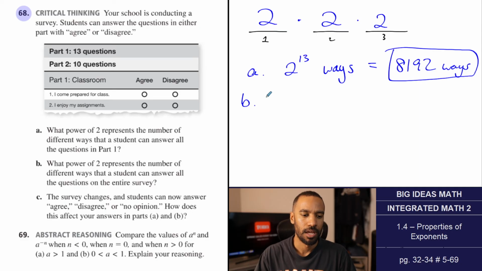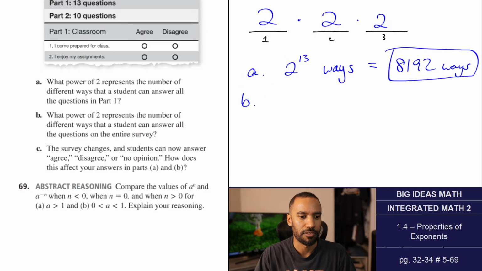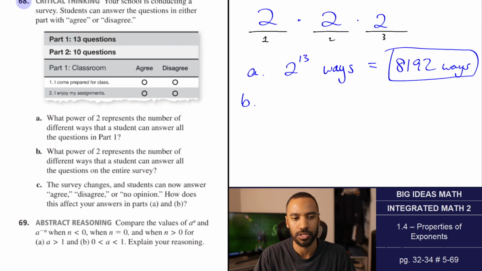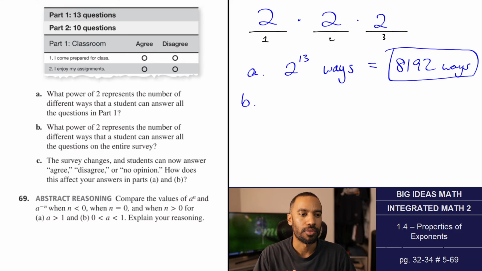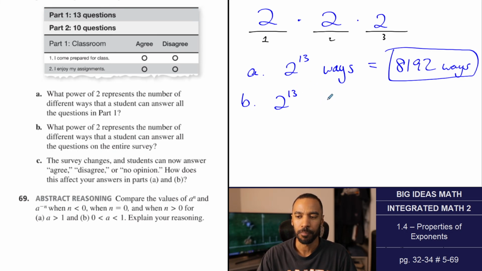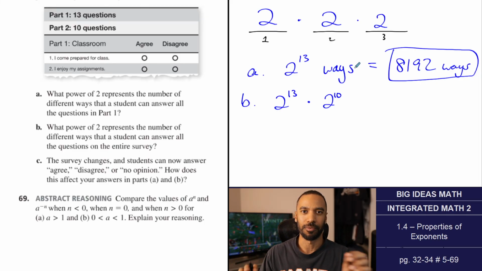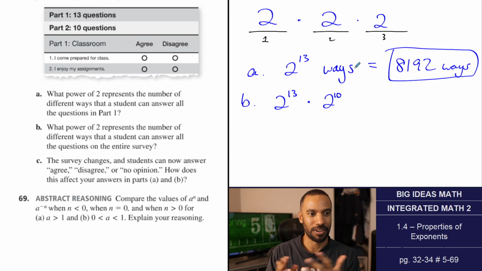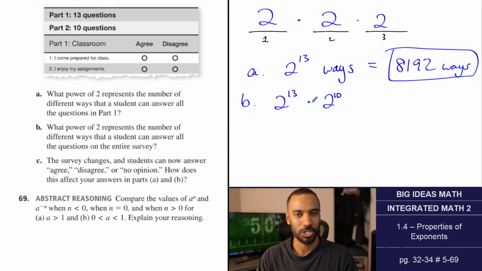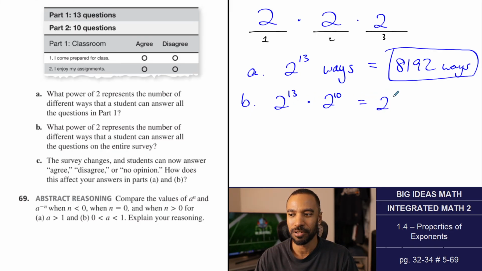All right, part B. What power of 2 represents the number of different ways a student can answer all questions on the entire survey? So there's a second part as well that has 10 questions. Keep in mind, you have 2 to the 13th ways you can do part 1. There are 2 to the 10th ways you can do part 2. And there are that many different ways you could do all of part 1 and part 2, because they're not really treated separately. You can put them together to get 2 to the 23rd ways.